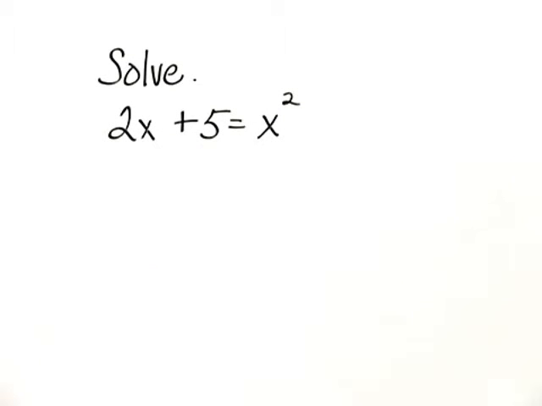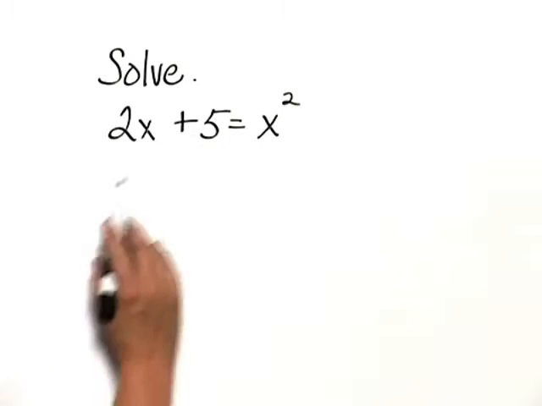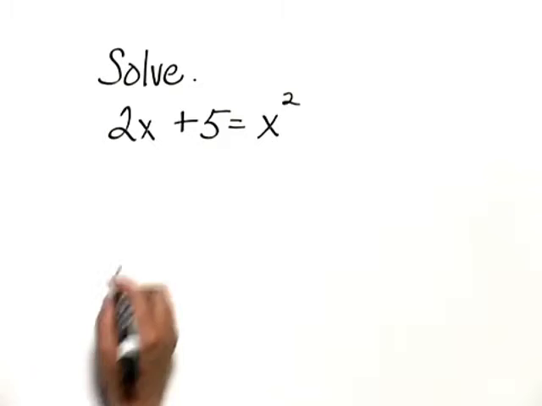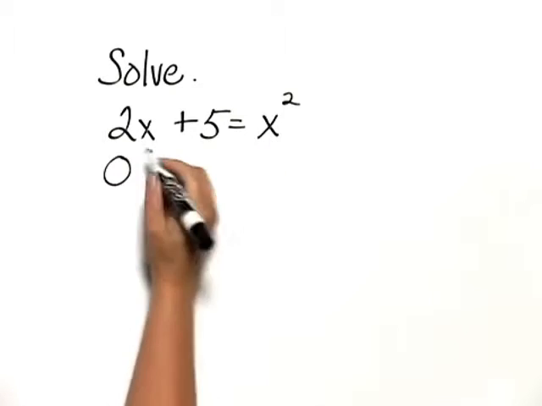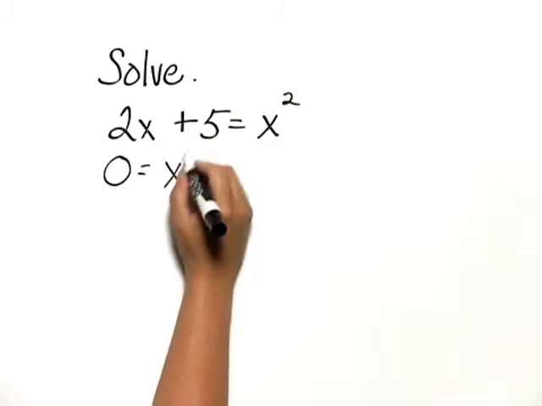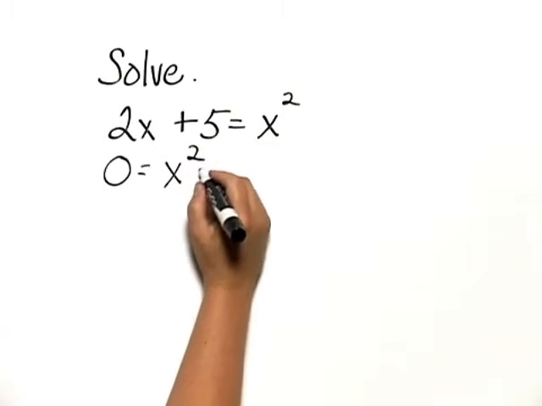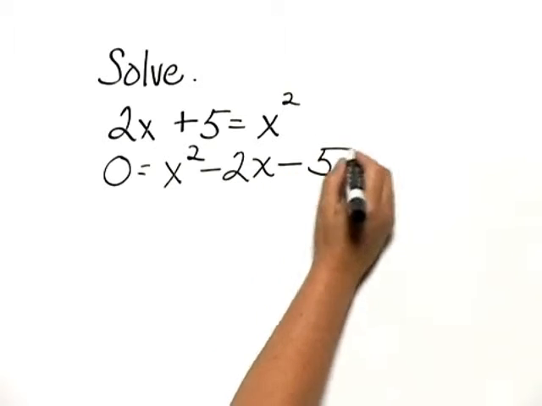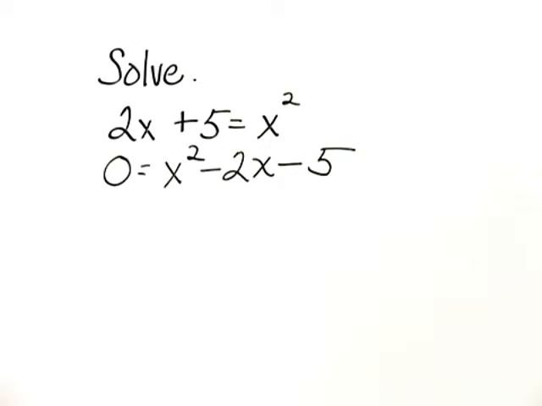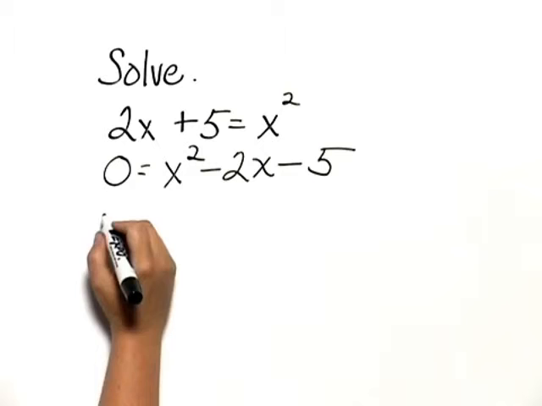Solve 2x plus 5 equals x squared. We have a quadratic equation, so let's get 0 on one side to start with. We have 0 equals x squared, subtracting 2x from both sides, and subtracting 5 from both sides. We have x squared minus 2x minus 5. This does not factor, so we will use the quadratic formula to solve for x.